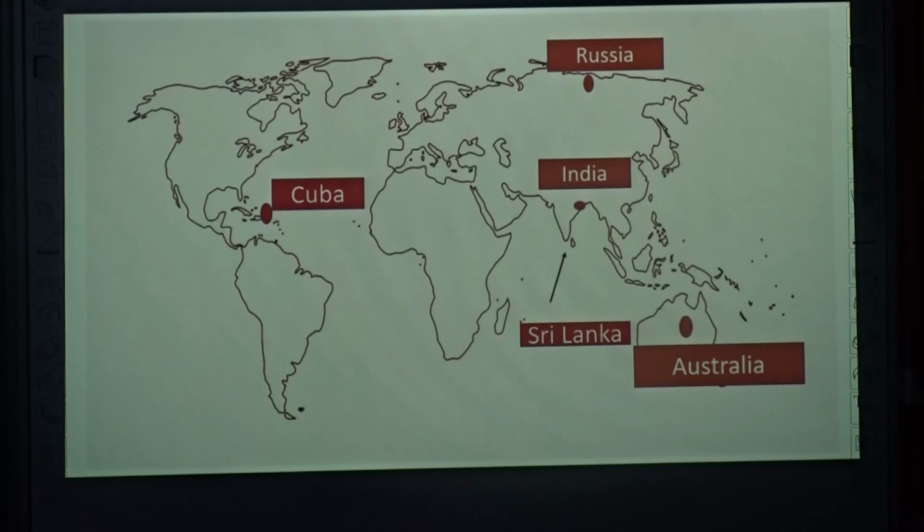So in a world map, we must mark some island groups. Cuba, this is the region of Cuba, which is an island. The next one, it is Sri Lanka. It is near India, which is an island. The next one, India. India is one of the countries which consists of coastline. Russia is also one of the countries which consists of coastlines, and Australia is one of the countries which consists of coastline. So the 3 countries with coastline are Russia, India, and Australia. The 2 island countries are Cuba and Sri Lanka.